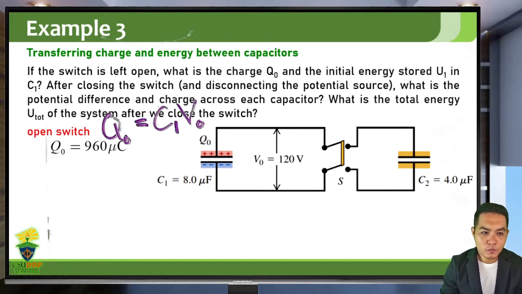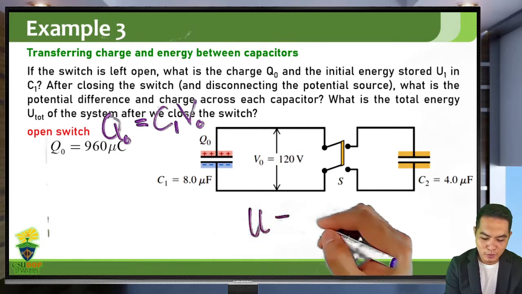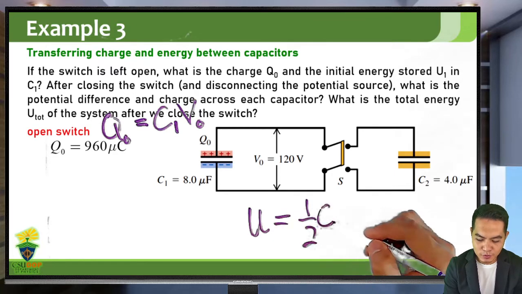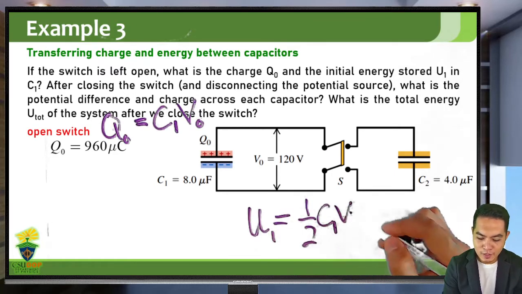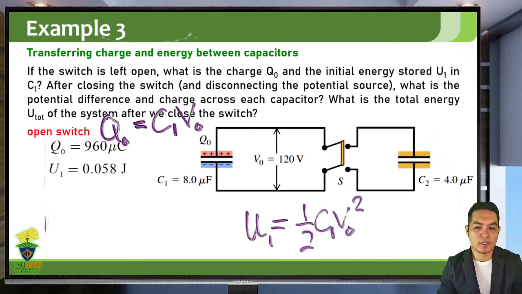Okay, and what's the energy? So for the energy, again, you have different choices. You can use CV squared, which is usually the obvious choice. So U1 is one half C1 V naught squared. Or you can also use Q squared over 2C, and you already have solved for Q. But this is the much safer formula since C1 and V naught are given. So you use this formula, substitute all the values to get a value of 0.058 joules.